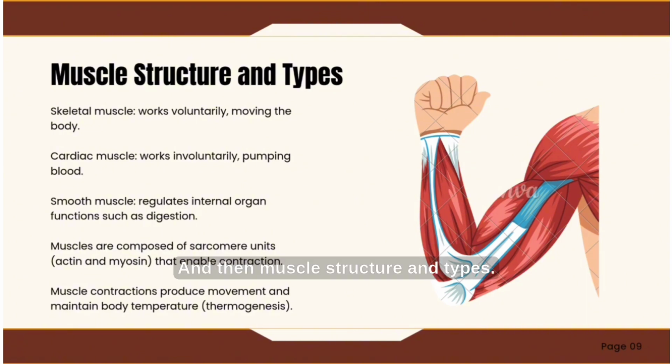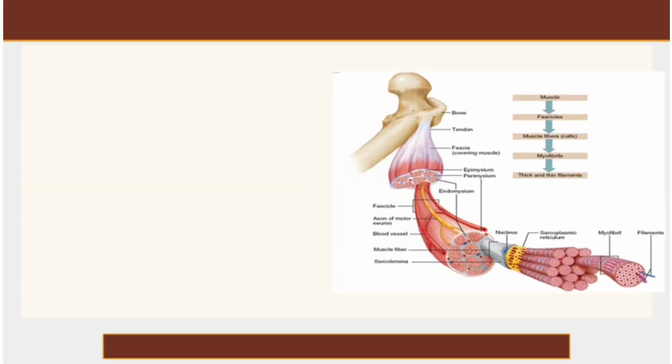And then muscle structure and types. There are skeletal muscles, which work voluntarily, moving the body, and then cardiac muscle, which works involuntarily, pumping blood, and then smooth muscle, which regulates internal organ functions such as digestion. Muscles are composed of sarcomere units, or actin and myosin, that enable contraction. And then muscle contraction produces movement and maintains body temperature, or thermogenesis.